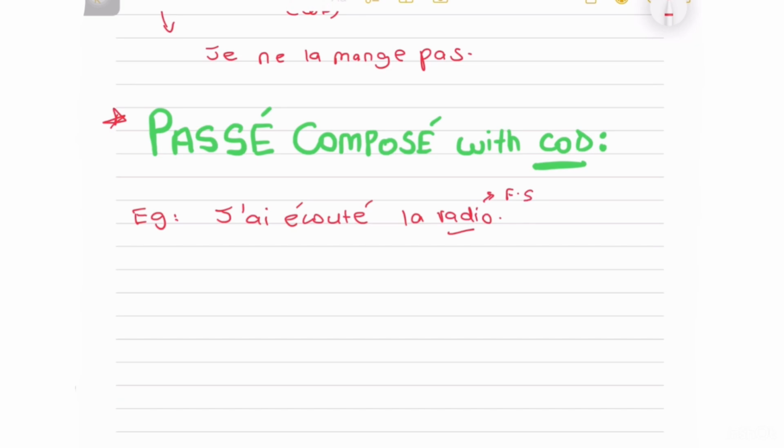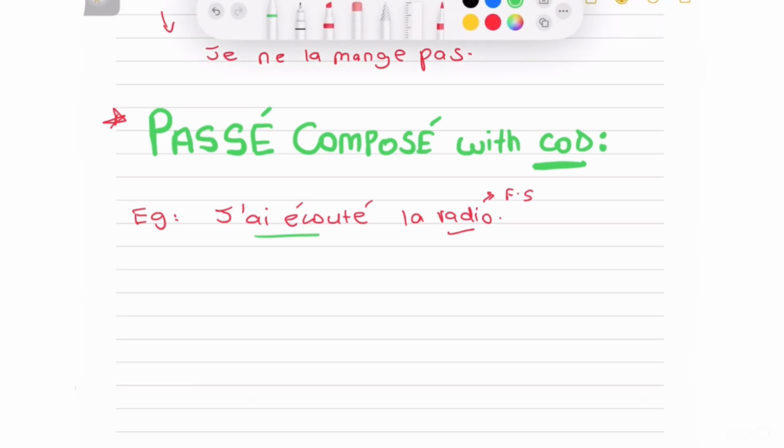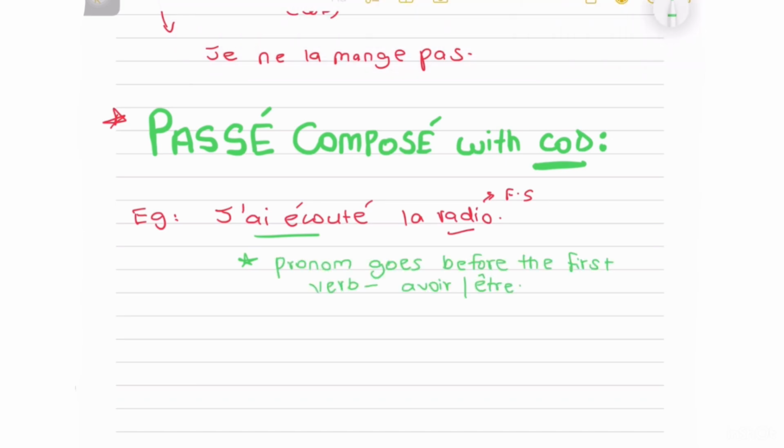Now the thing here is that we know that we put the pronoun before the verb. The first thing you need to know is that because we have two verbs here, the question is which verb does the pronoun go with? Here, it always and always goes with the helping verb, that is your être or avoir. So in passé composé, the pronoun will go with the first verb, that is your auxiliary verb. That is the first thing you need to be careful about.